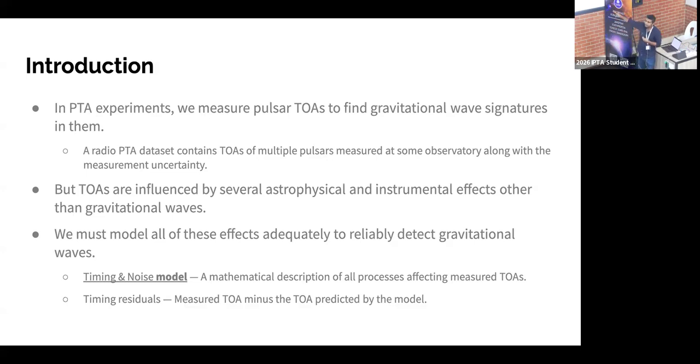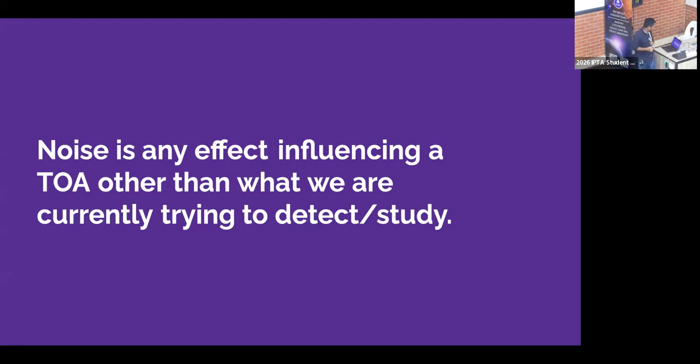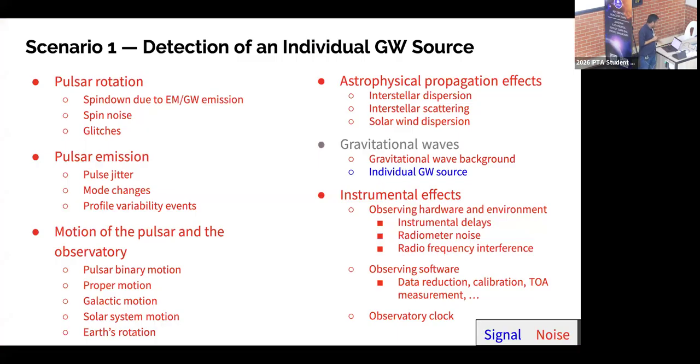And a timing residual is the difference between a measured TOA minus whatever is predicted by the model. So, my definition of noise here is that noise is any effect influencing a TOA other than what we are currently trying to detect or study. So let me give you an example.